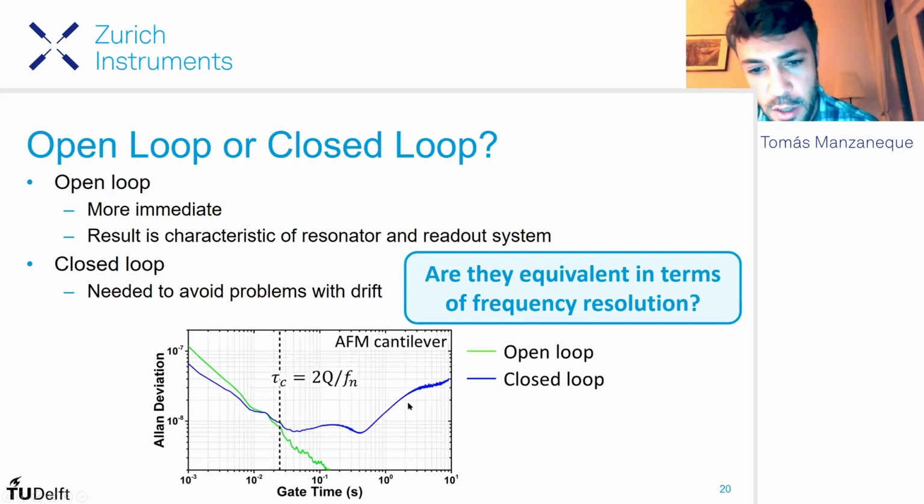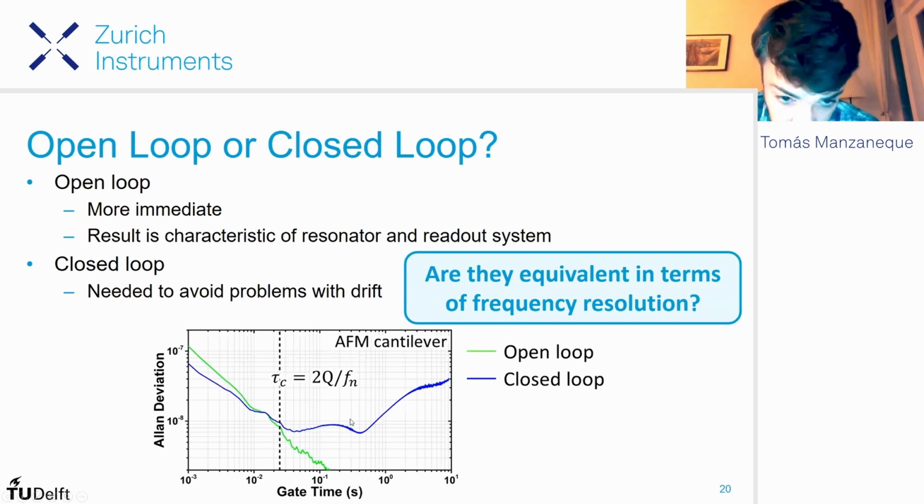Actually, for closed loop, we can see an increase of the Allan deviation, especially for long gate times. And specifically for gate times longer than the characteristic time of the resonator, which is just twice the quality factor divided by the resonance frequency.